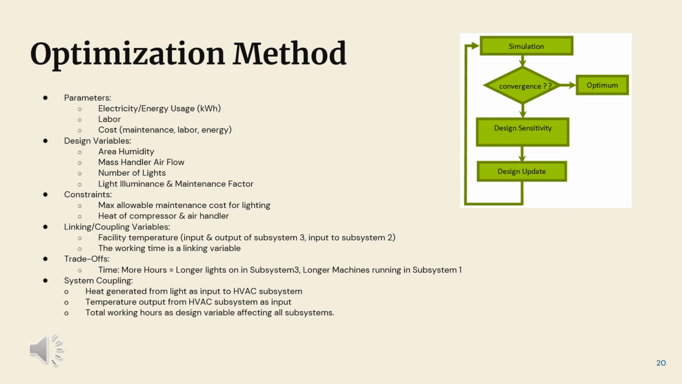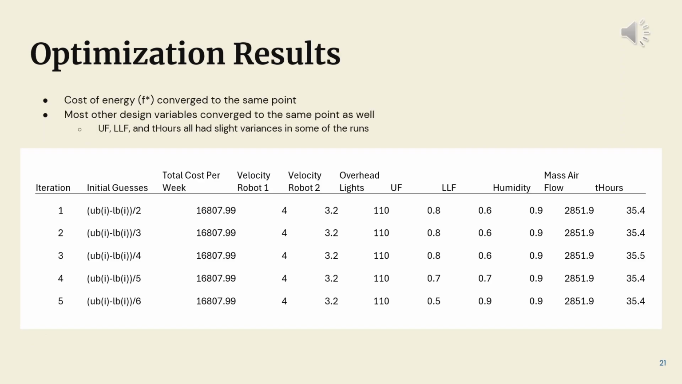The trade-offs are such that the more operating hours there are, the longer the lights are on in subsystem 3, and the longer the machines have to run in subsystem 1. Shorter time in subsystem 1 results in a decrease in the production rate. The heat generated from the light is an input to the HVAC subsystem, and the total working hours as a design variable affects all subsystems.